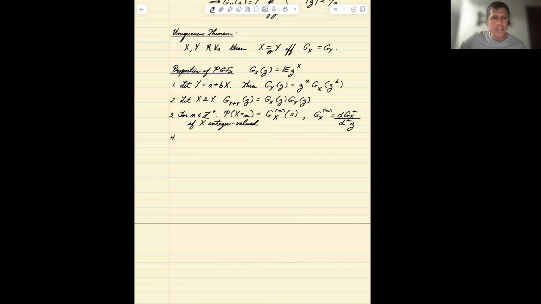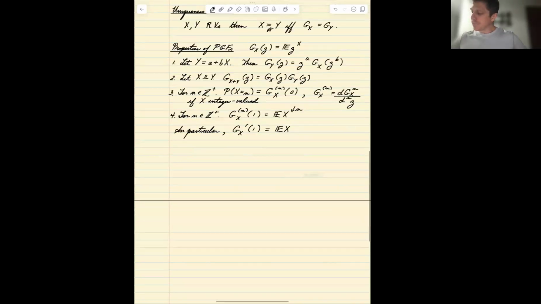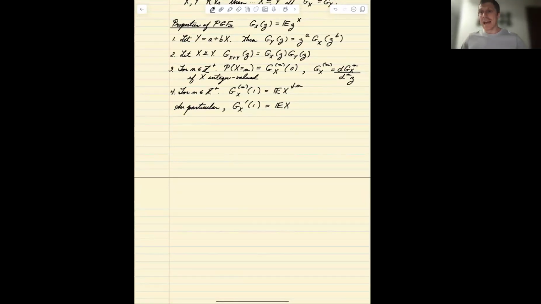And then the next property is that, again, for n a non-negative integer, the nth derivative of the generating function evaluated at 1 is the nth factorial moment of X. And in particular, the first derivative evaluated at 1 is equal to the expectation. These need to be proven, and you should prove them as exercises because we have all of the tools that we need to prove them at this point.